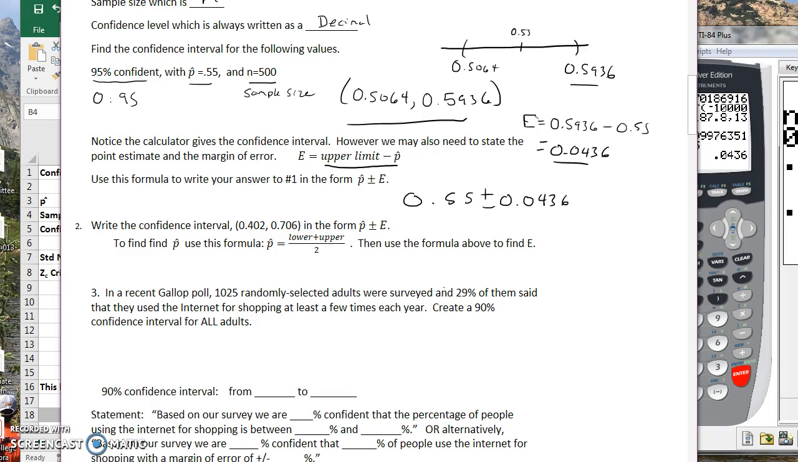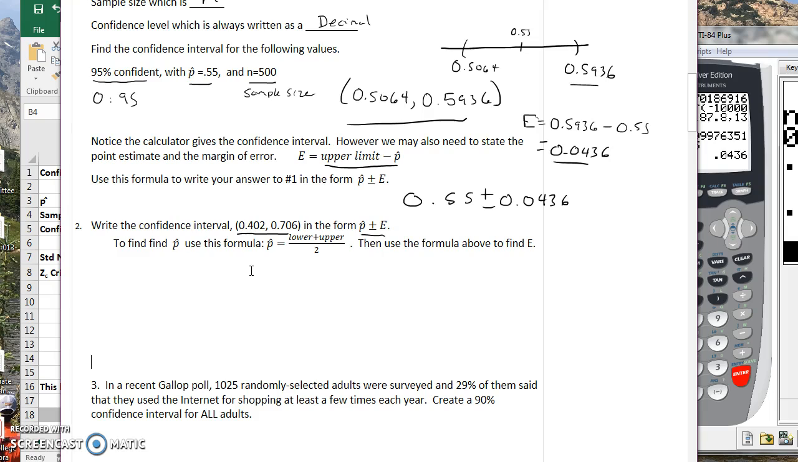The next problem says write the confidence interval for this proportion in the form p plus or minus e. So just a second, I'm going to give myself a little bit more room here to work with this. I really encourage you to draw these on a number line. When I write these on a number line, we're going to have our smallest value over here of 0.402, and our maximum value of 0.706.